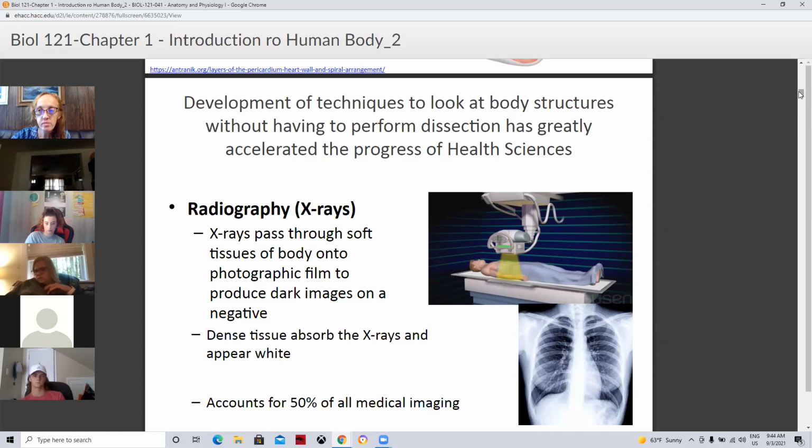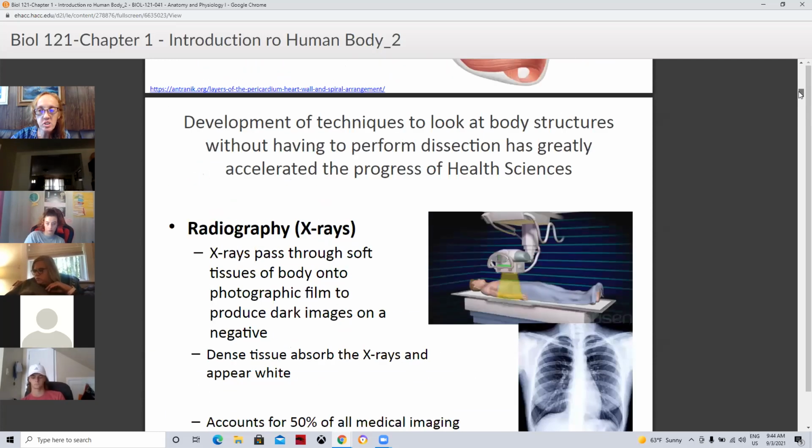X-rays are high frequency wavelengths that are absorbed by some structures in the body and not absorbed by others. The harder structures tend to absorb them, like our bones, like some of our muscle. Some of our tendons and ligaments will be able to absorb X-rays. However, tissues like our lungs will not be able to absorb those X-rays.